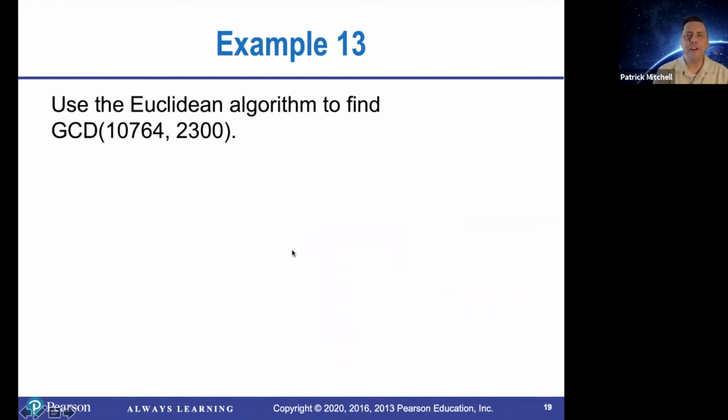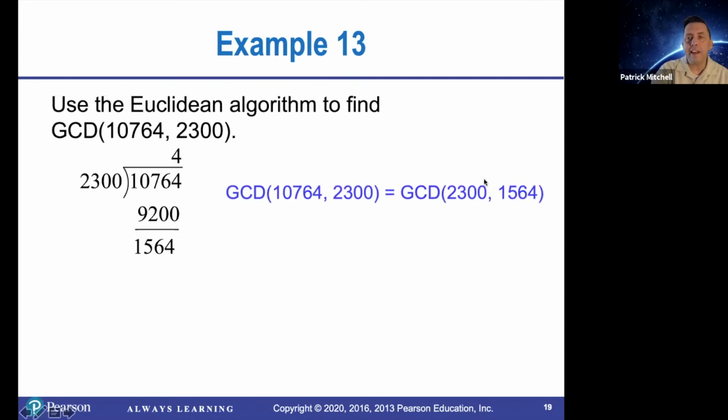So now we're going to use the Euclidean algorithm to find the GCD of 10,764 and 2,300. So first we divide 10,764 by 2,300, and we get that the remainder is 1,564. Since the remainder is not zero, we're going to repeat that, and this time we're going to find the GCD of 2,300 and 1,564. So we divide 2,300 by 1,564. The remainder is 736.